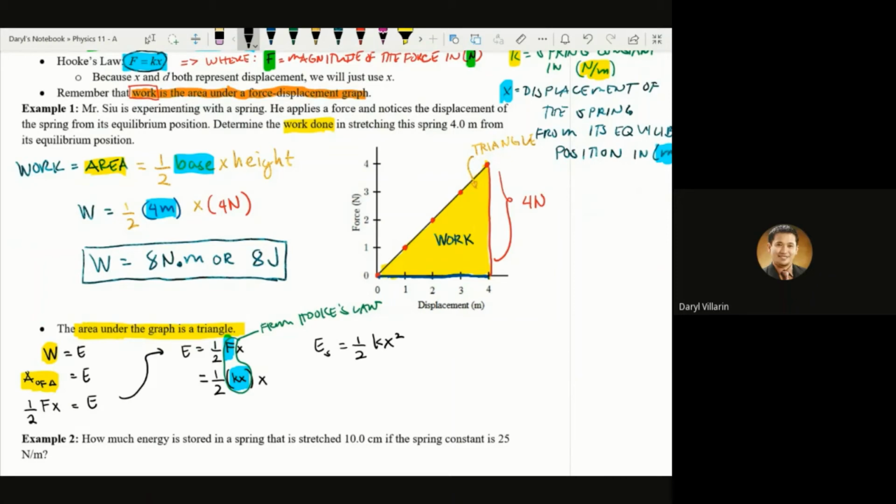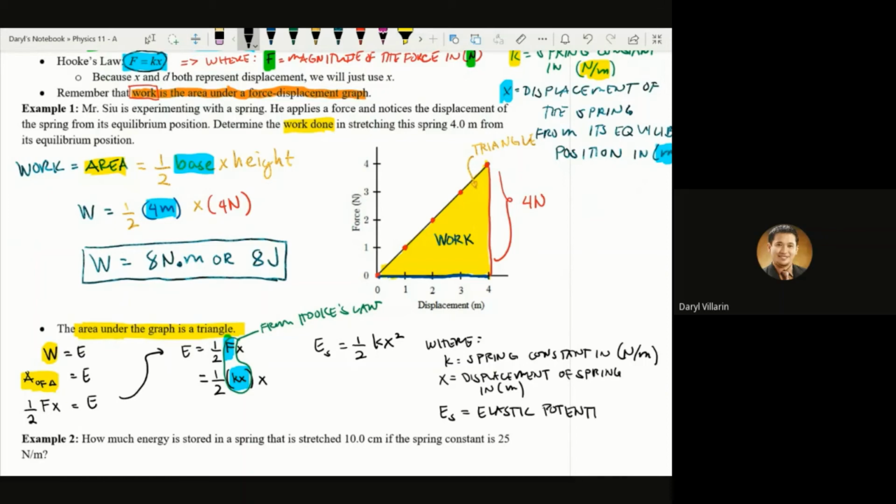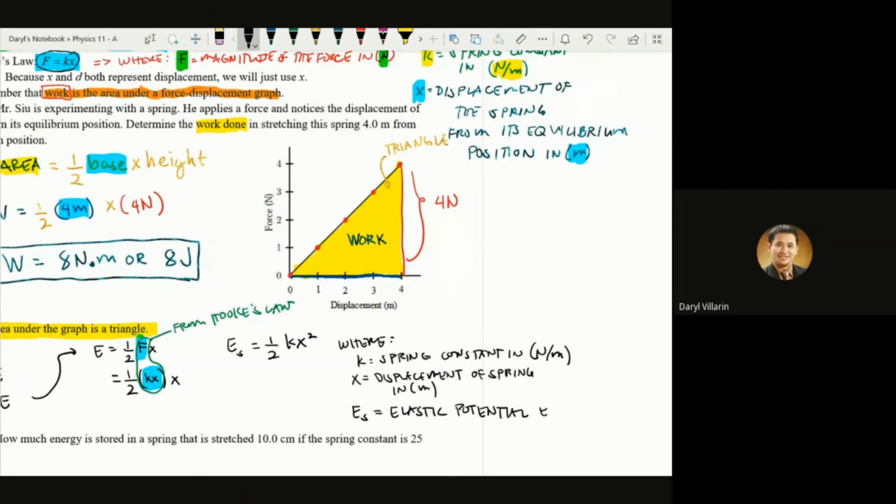Okay. So where k is just the spring constant, in Newton per meter, and x is the displacement of the spring in meter, and ES is just the elastic potential energy in Newton meter or joule. Okay.